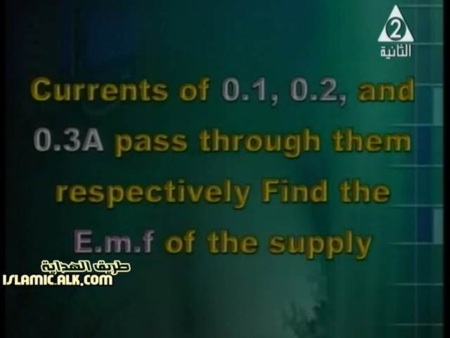Currents of 0.1, 0.2 and 0.3 pass through them respectively. Find the EMF of the supply. So we know the values of the resistances and the current passing through them, but we don't know how they are connected together. So the first thing to do here is to calculate the potential difference. And what is the point of this? Resistances which have the same voltage must be connected in parallel.